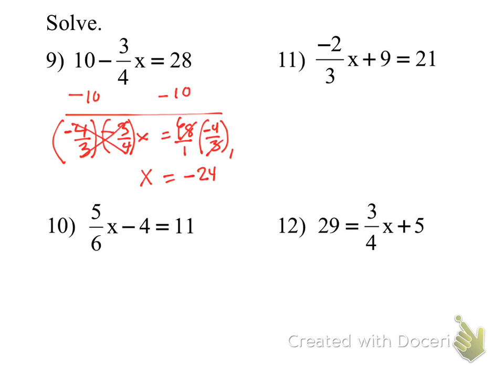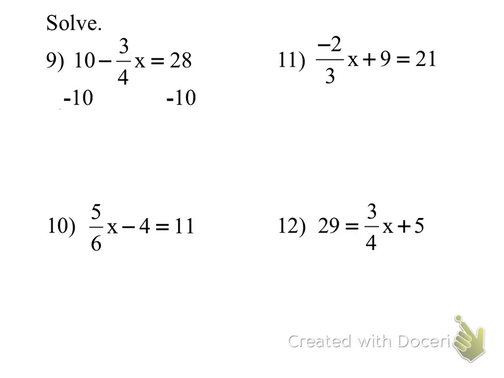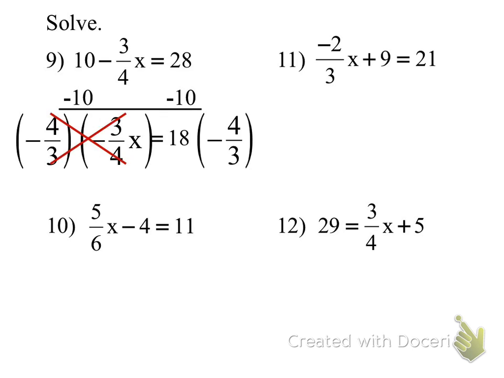Okay, I'd like you to do number 10. Pause the recording and do number 10. Okay, go. First, I added 4 to both sides. Adding 4 to both sides.